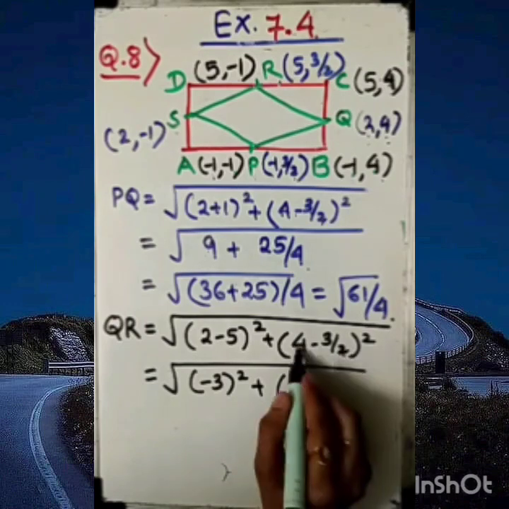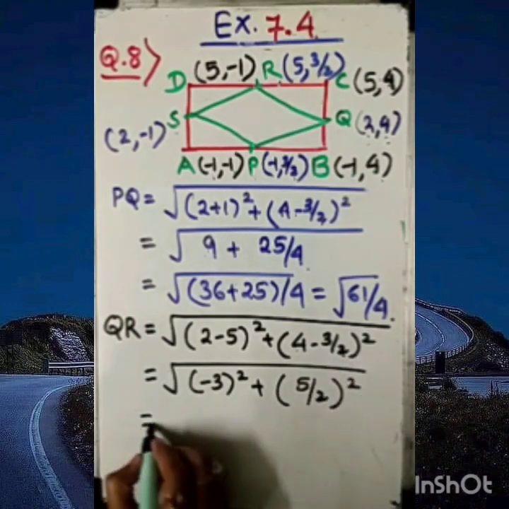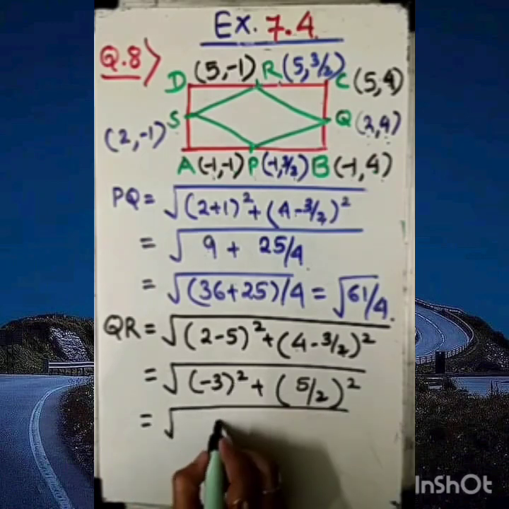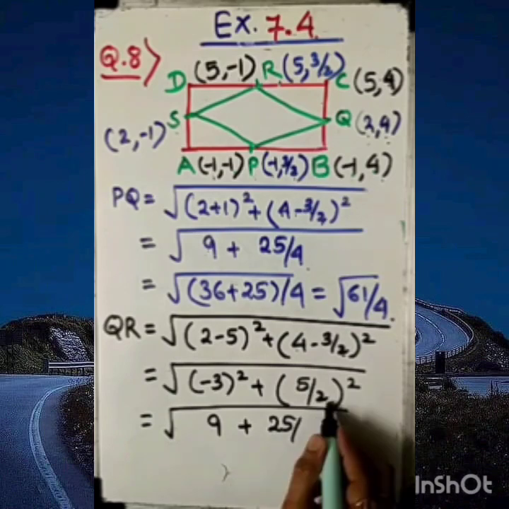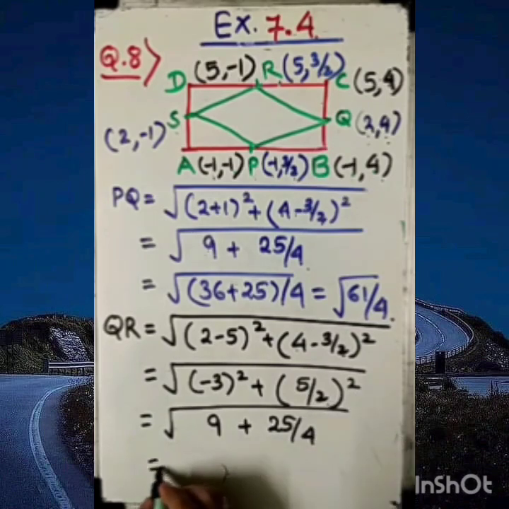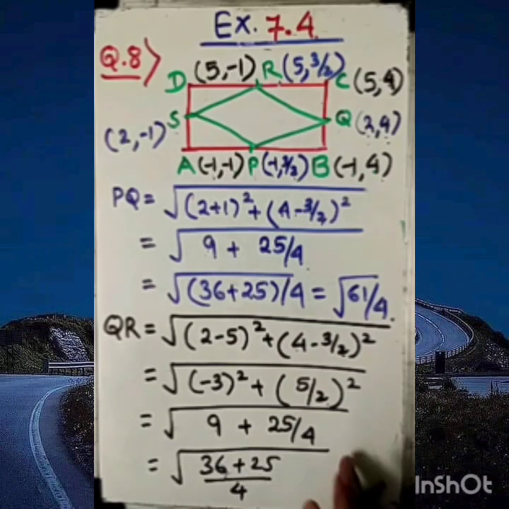2 4 ja 8 minus 3, so it will be 5 by 2 whole square. So dear student, minus 3 square is plus 9, and 5 square is 25, 2 square is 4. Again take the LCM. 9 4 ja 36 plus 25 divided by 4. So the answer of QR is also coming 61 divided by 4.